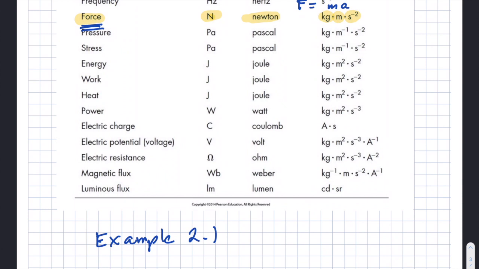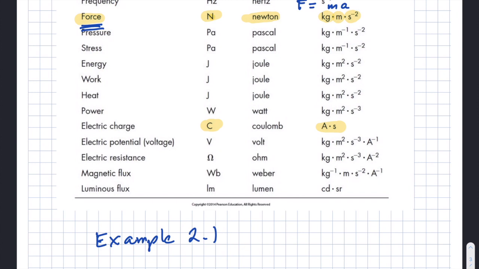Electric charge is in coulombs, but a coulomb is an amp-second. Amps is the amount of current that flows per second, so current is charge per second. If you undo that and solve the algebra, a coulomb is amps times seconds. All right, so it's a derived quantity.